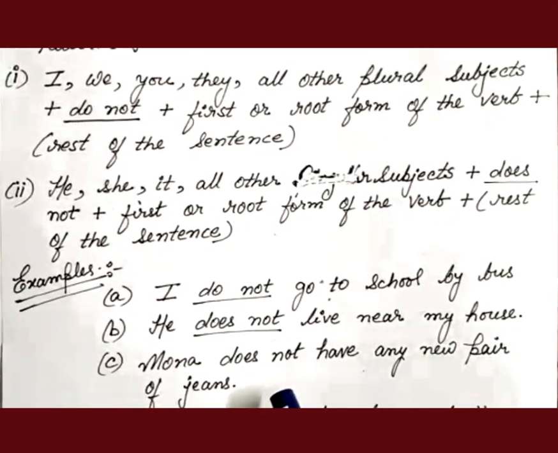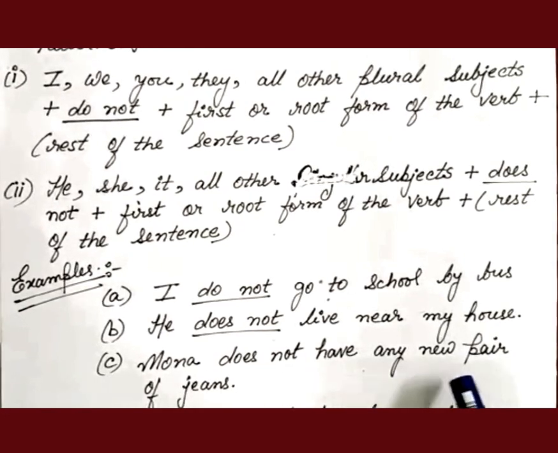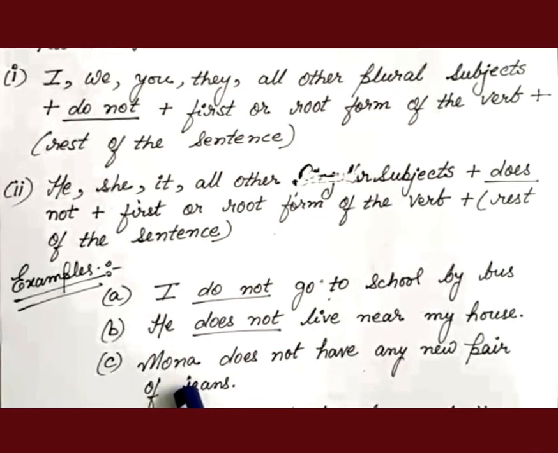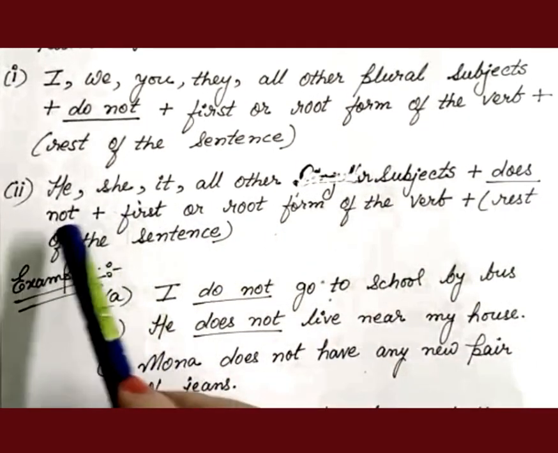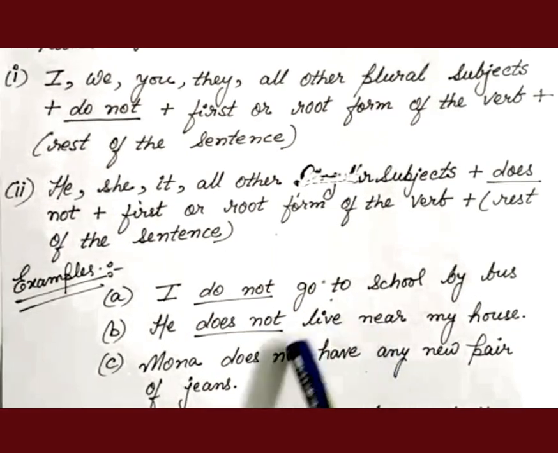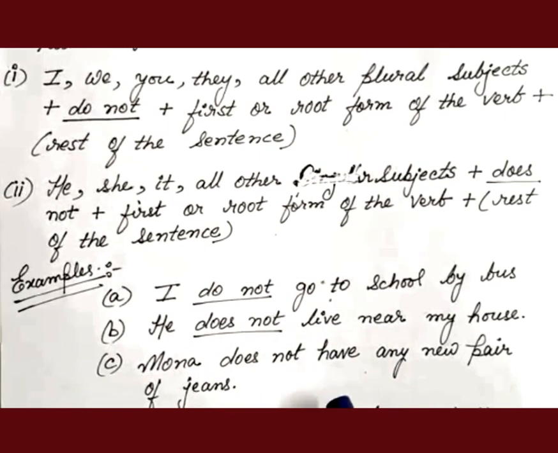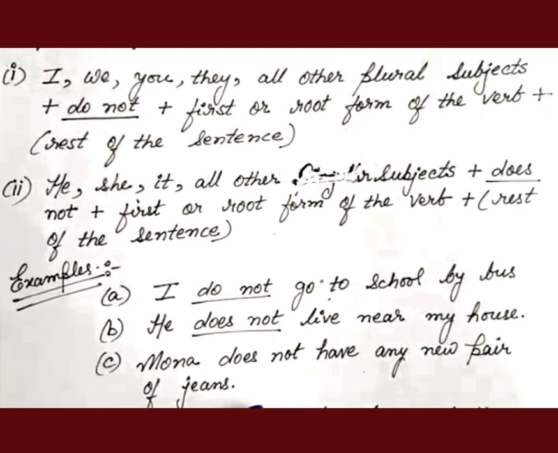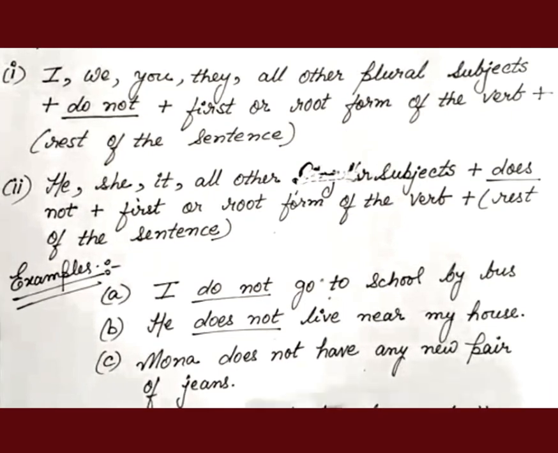Now let's see another example. Mona does not have any new pair of jeans. Again, the subject we have added here, Mona, plus does not plus have, that is the first or root form of the verb have, plus the rest of the sentence, any new pair of jeans. Hence forming the negative sentence, Mona does not have any new pair of jeans.